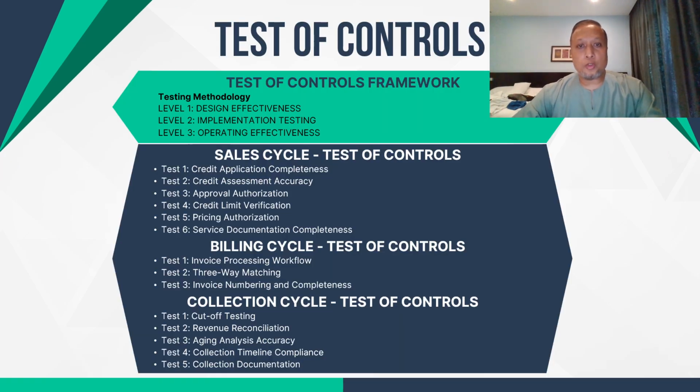Test of controls framework. The testing methodology is based on three main levels. Level 1, design effectiveness. Level 2, implementation testing. And number 3, operating effectiveness. Now, for the test of controls for sales cycle, examples of the tests are as follows. Test 1, credit application completeness. Test 2, credit assessment accuracy. Test 3, approval authorization. Test 4, credit limit verification. Test 5, pricing authorization. Test 6, services documentation completeness.